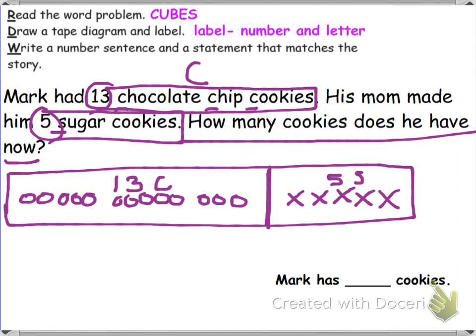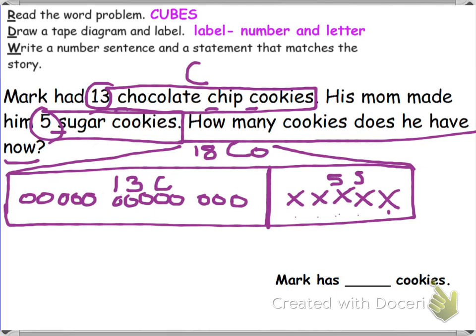And now I am going to have to count how many there are all together. I have to count on. I know this is 13, so 14, 15, 16, 17, 18. So I know there's 18 cookies. So I'm going to put a C-O, just because I already had a C for chocolate chip. So I put a C-O to help say the difference. So I know there's 18 cookies all together: 13 chocolate chip and 5 sugar.